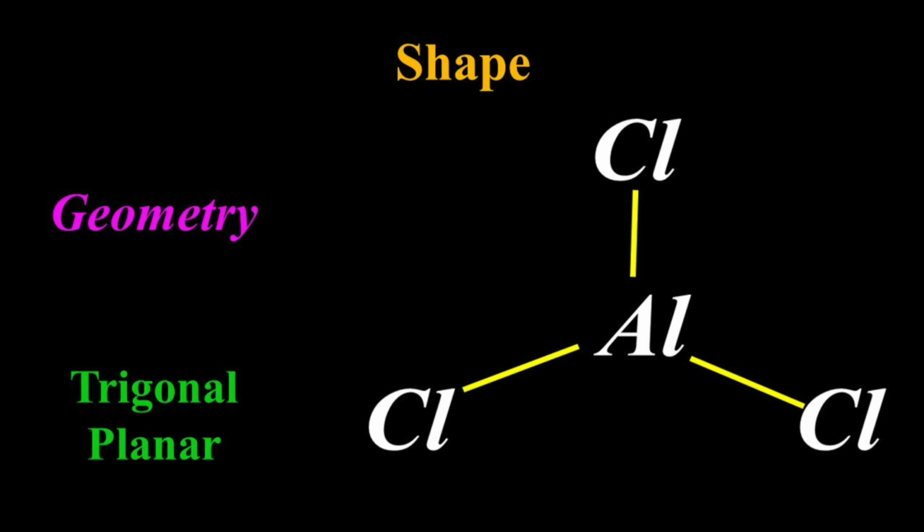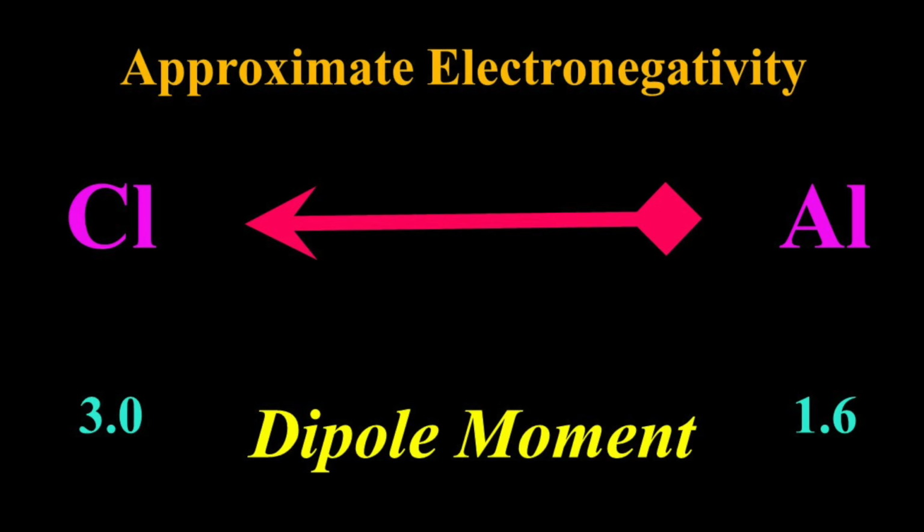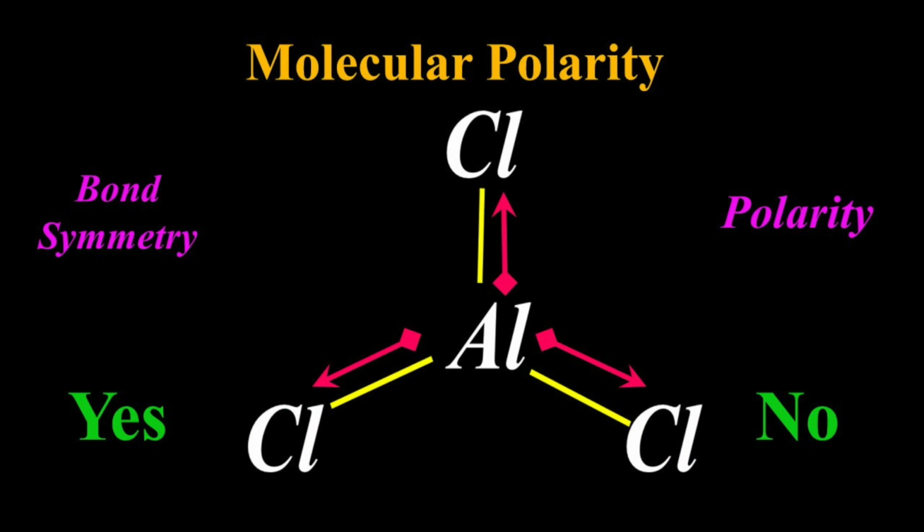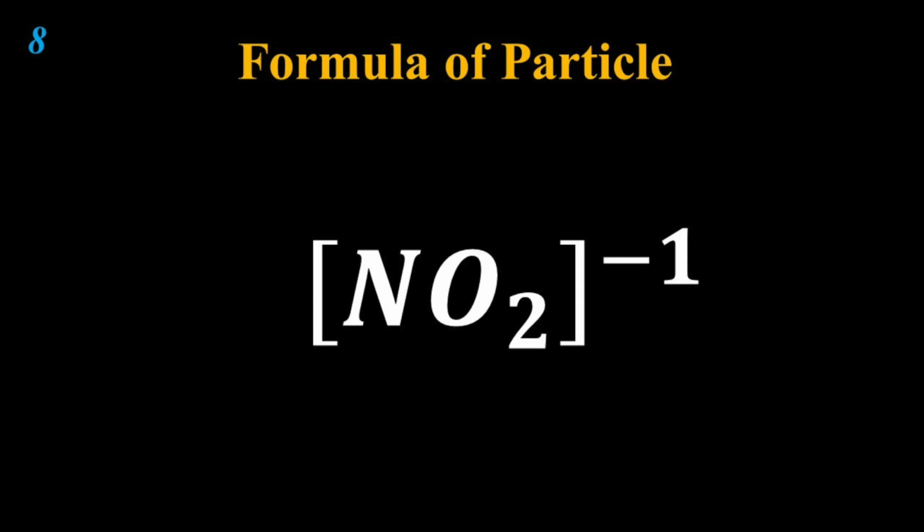Now let's look at the dipole moments. Chlorine is going to have an electronegativity which is greater than aluminum, and so I'm going to put in my dipoles pointing towards the chlorine. We have bond symmetry, yes. We have no polarity.